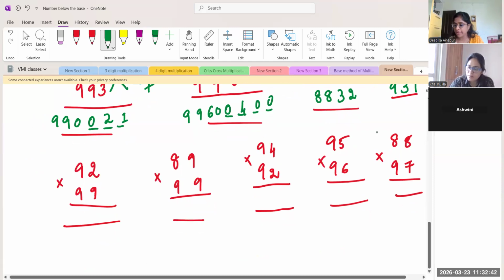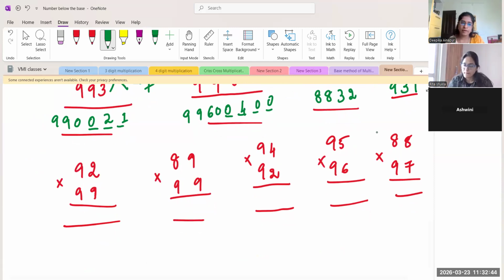And next, 92 into 99. How to do this? Just the same thing again. Base is 100. 92 minus 100 will be minus 8. 99 minus 100 will be minus 1. And the number of zeros in 100 is 2, so here also 2 numbers I should get. Minus 8 into minus 1 will be plus 8, so I'll write it as 0, 8. And cross addition: 92 minus 1 will be 91, or 99 minus 8 also will be equal to 91.